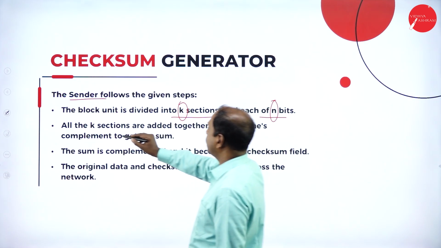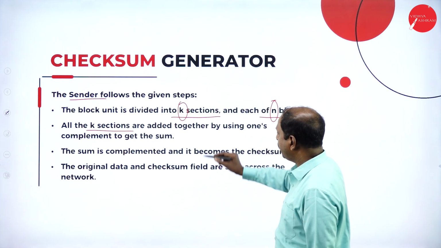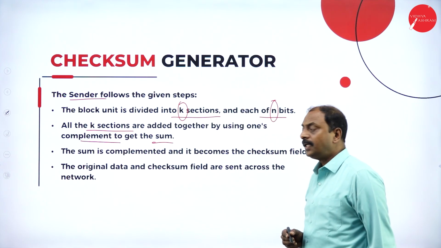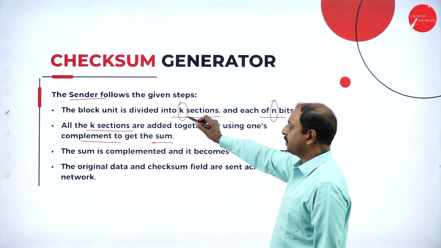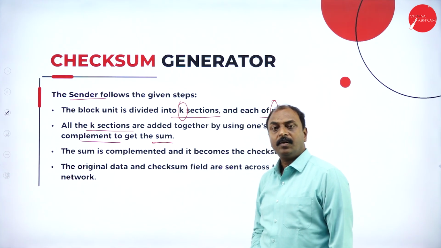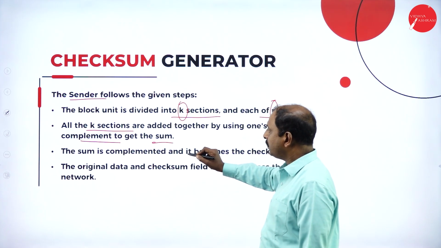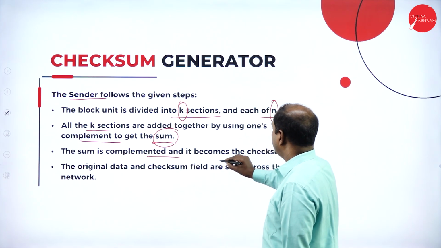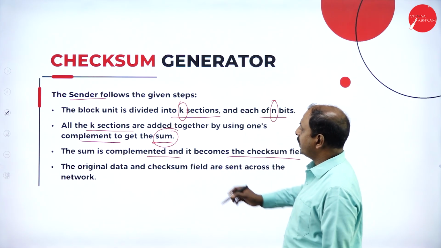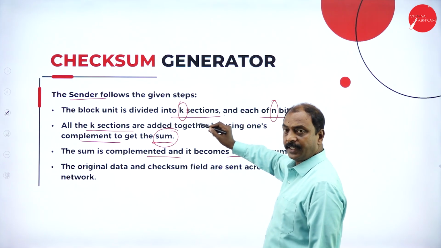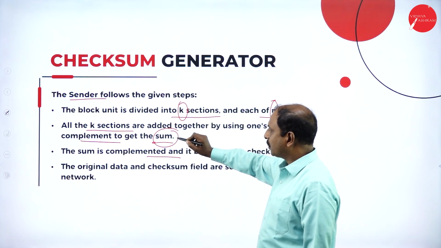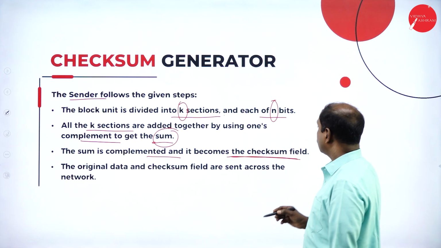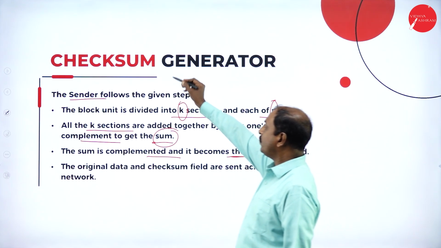Then all the k sections are added together using 1's complement to get the sum. So all the sections will be added together with the help of the 1's complement form, and we get the sum. Here the sum is complemented and becomes the checksum field. Once we add all the k sections of data, we get a value called the sum, and it will be appended along with the data. So it is called the checksum field. So that is the meaning of checksum.